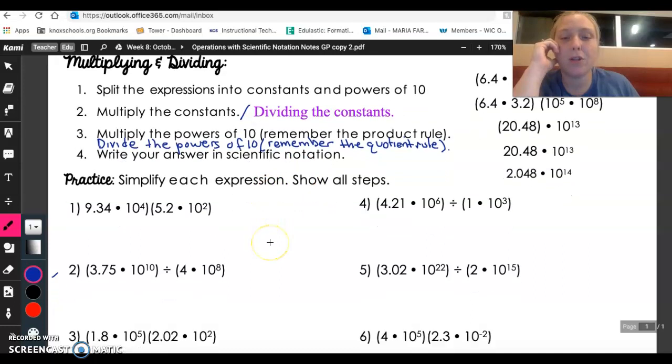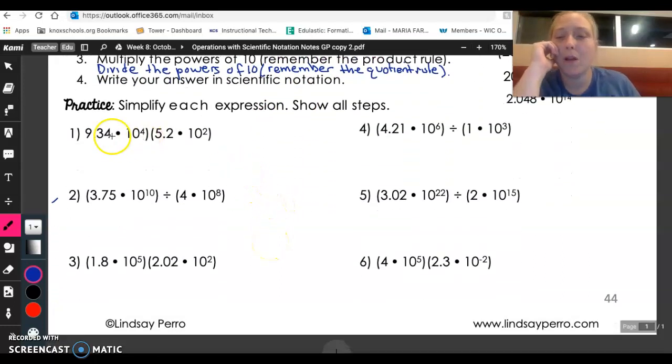Okay, so now I'm going to show you what each of these look like. I'm going to go through most of these problems on here. I'm going to do 2 multiplication problems, I'm going to do 2 division problems, and then the other 2 you all are going to be responsible for.